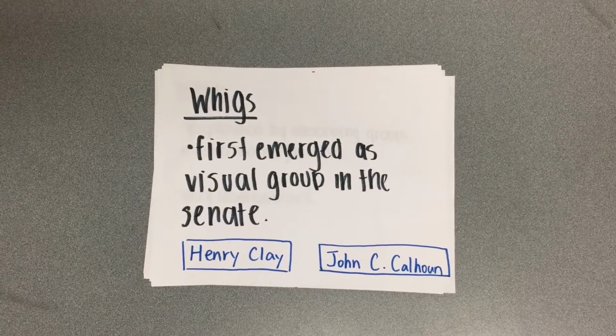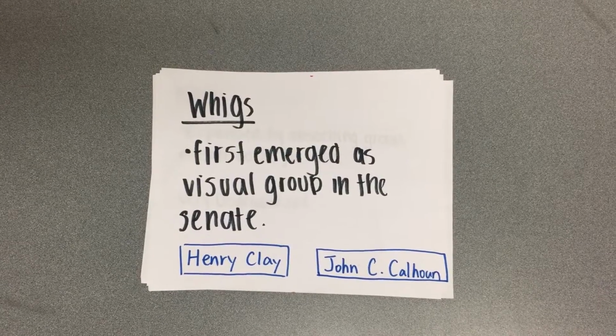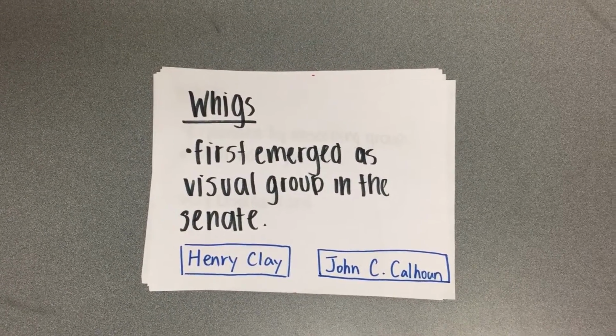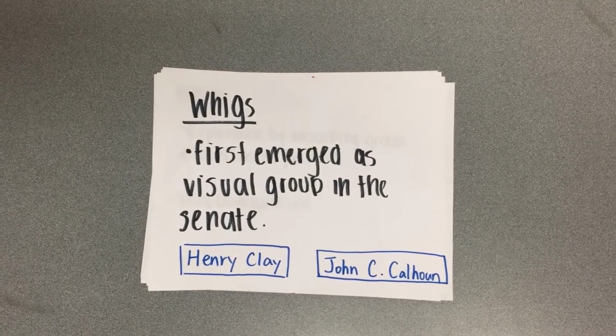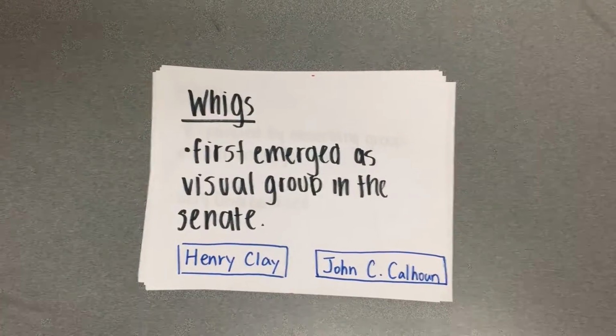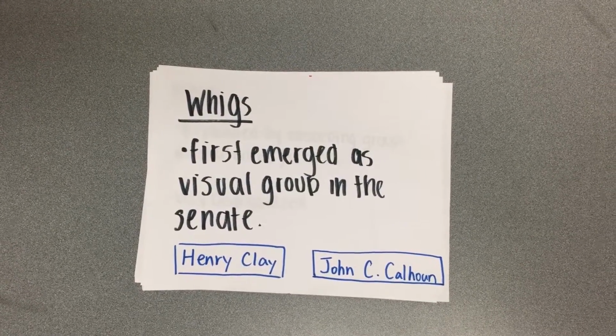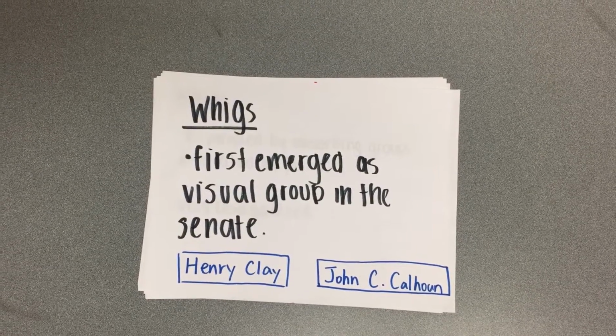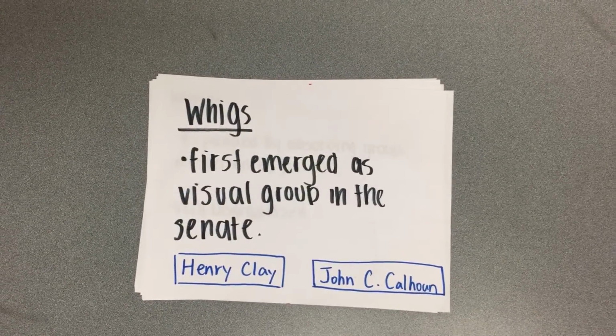The Whigs first emerged on the political scene in the Senate through Henry Clay and John C. Calhoun. The emergence of the party was birthed through the nullification crisis and other issues with Jackson's ways of governing in an extreme anti-federalist nature. These two men fought to stop Jackson's removal of the second Bank of the U.S.